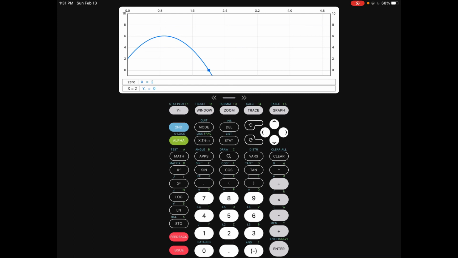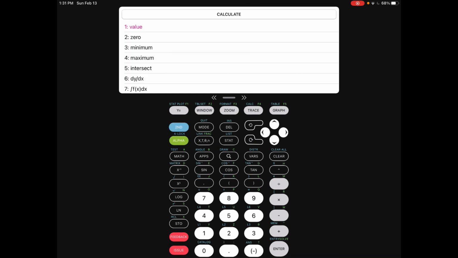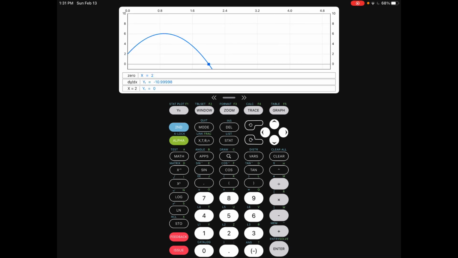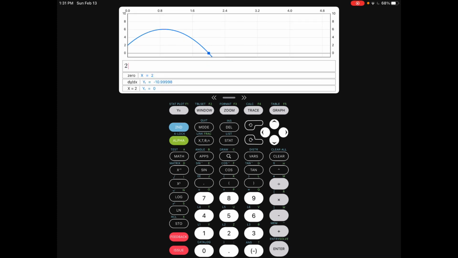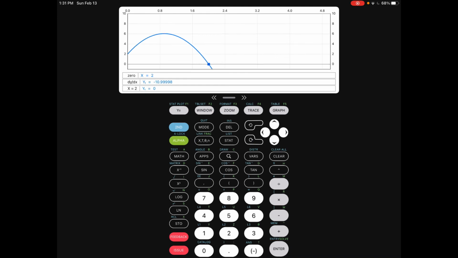If I wanted the derivative when it hits the ground, or when t equals 2, I press second, calc, I still have all this fun stuff, and I go to dy/dx. And I still have to tell it the x value. It's 2, I hit enter. It'll look a little bit different on yours, but you can see it says negative 10.999998, so to 3 sig figs, negative 11. It struggles with the exact values because it's actually using secant slopes instead of tangent slopes, but they're close enough together that it's almost the same.